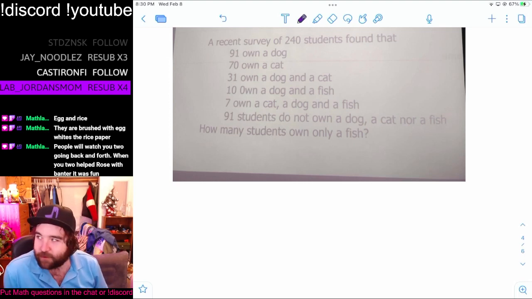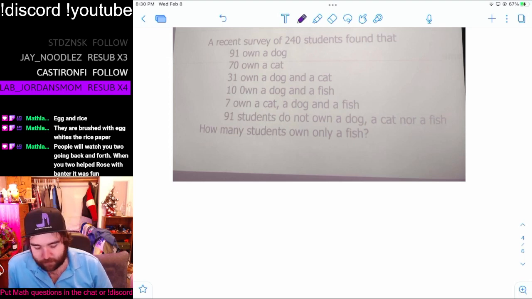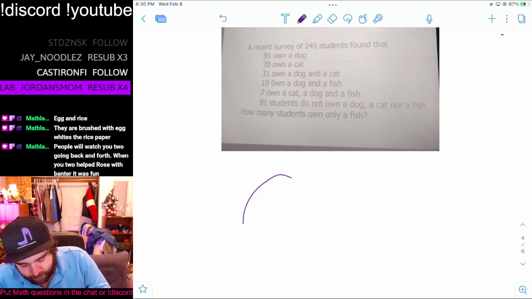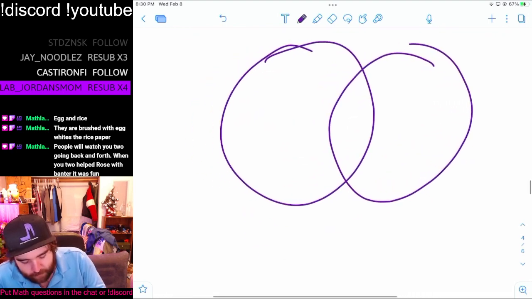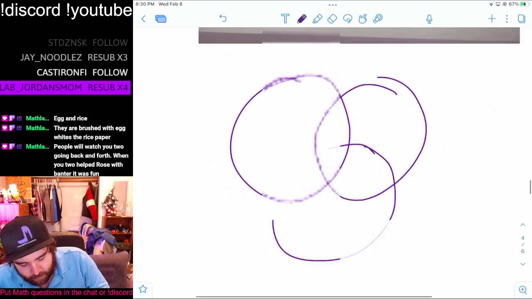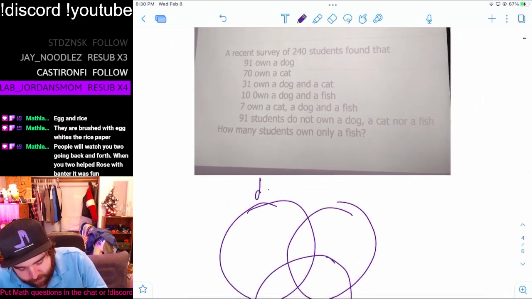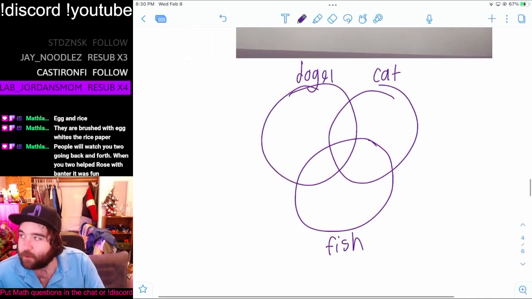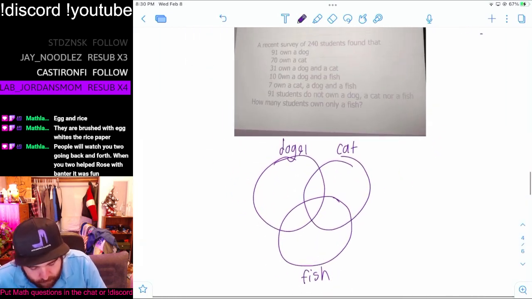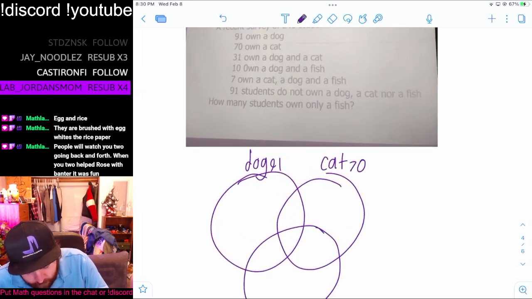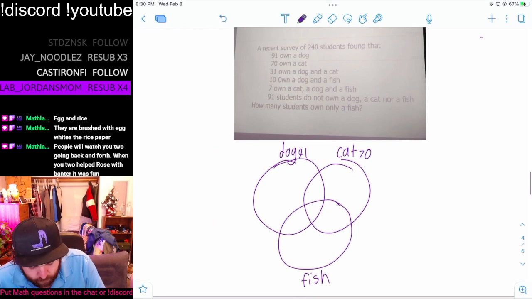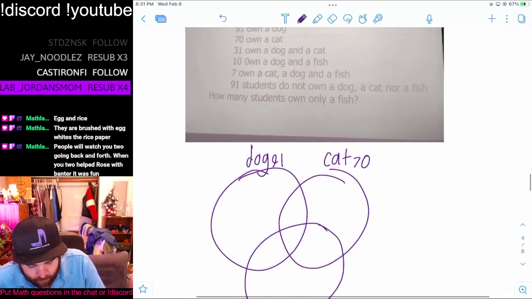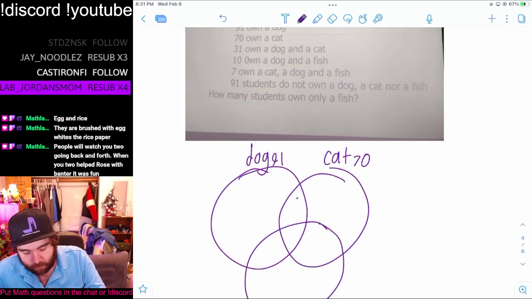So tell me what you're doing. You're just writing stuff down now? A three-way Venn diagram. I got 3 circles: dog, cat, and fish. All right, so tell me what's put where. 91 on top of the dog, 70 on top of the cat. What do you mean on top of the dog? Like outside of the circle? Just right there somewhere real close. And then I put 70 there on the cat. So I put 31 there in that middle. Is that correct?